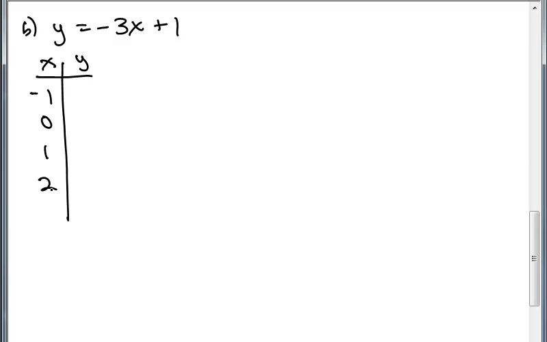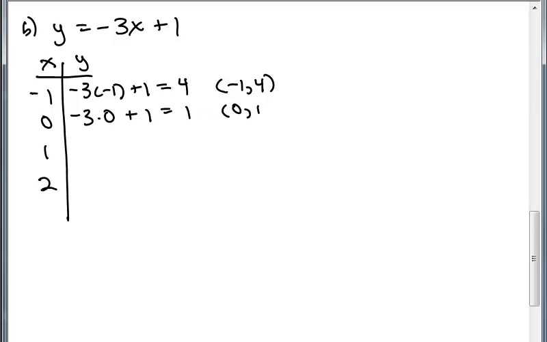So we're going to plug in negative 1 for x. When you plug in negative 1, you've got negative 3 times negative 1 plus 1, which is 4. So this gives us the ordered pair (negative 1, 4), for instance. That's one possibility. You could have also done negative 3 times 0 plus 1. That gives us 1. So that's the ordered pair (0, 1). Or negative 3 times 1 plus 1. That's negative 3 plus 1, which is negative 2. This gives us the ordered pair (1, negative 2).